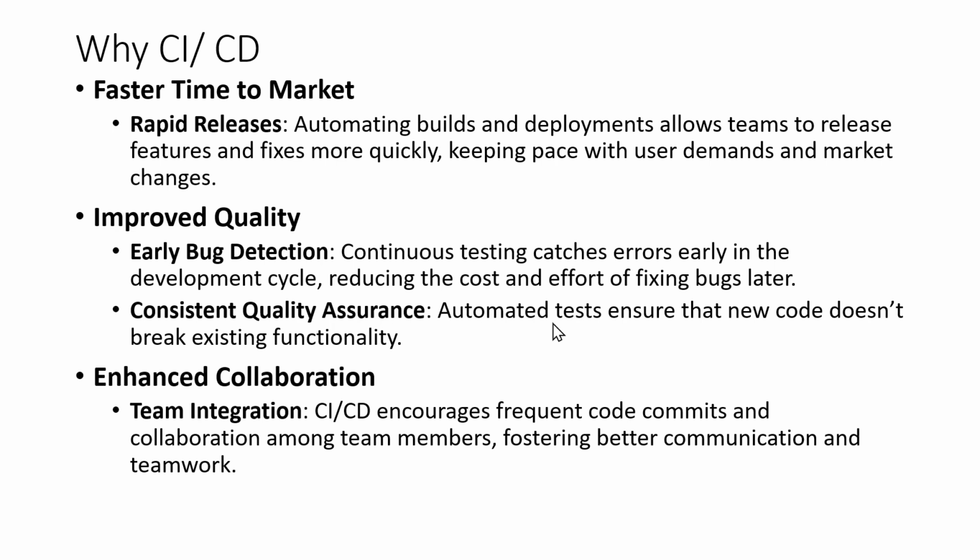Consistent quality assurance: automated tests ensure that new code doesn't break existing functionality. Whatever exists, as I just mentioned, is version control. Say v1.0.0 is deployed and working well, and we want to release 0.2 with slight modifications to the UX or UI. That should be well integrated with the existing code. It should not create any trouble for what is already working. That should be maintained.